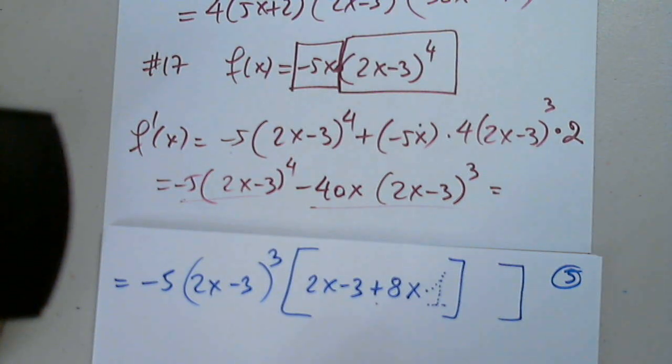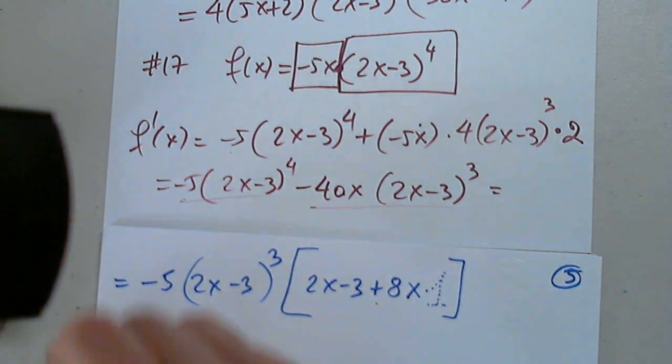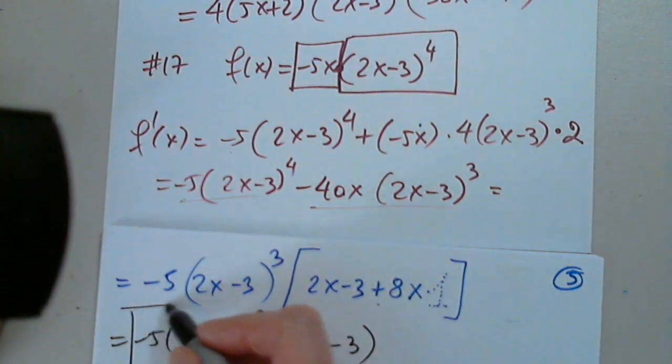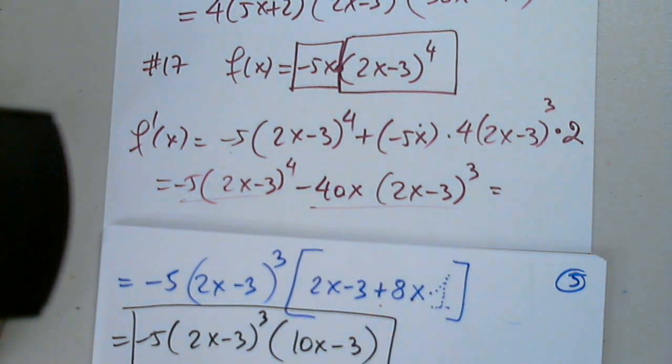Good, we combine like terms in brackets. And we get negative 5, 2x minus 3 to the 3rd, 2x plus 8x, 10x minus 3. Done. Very good pick. It was a very good example. Much easier than the first one. Awesome.